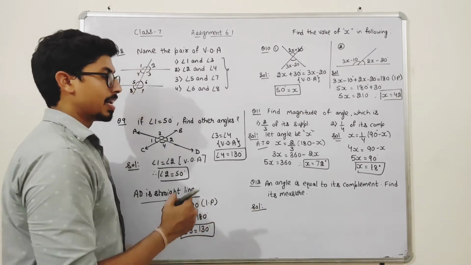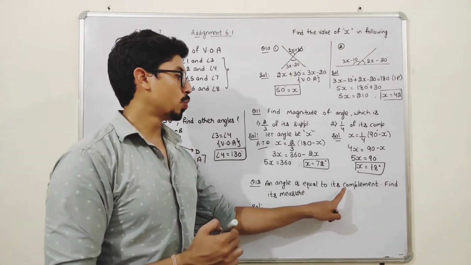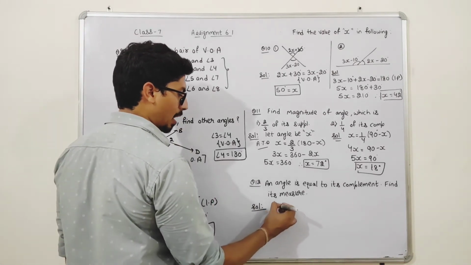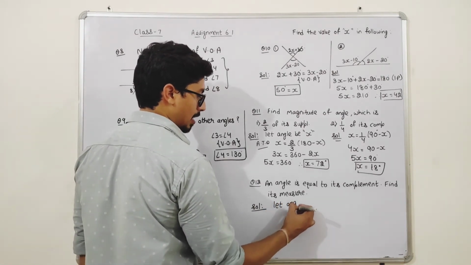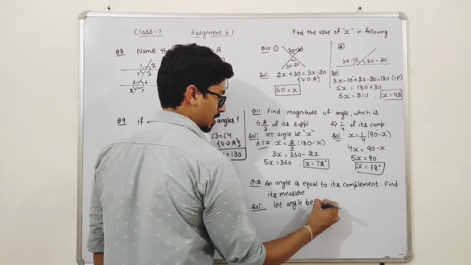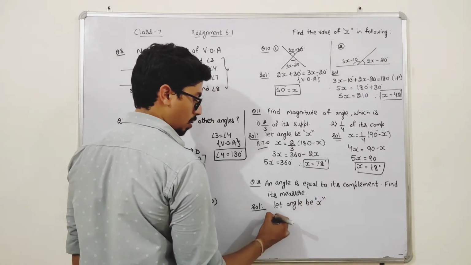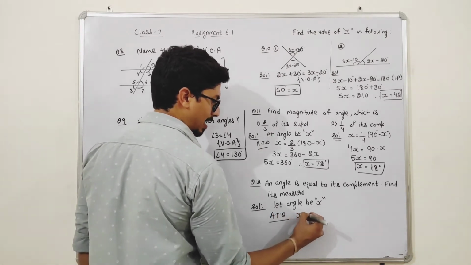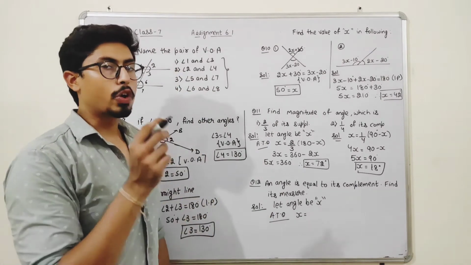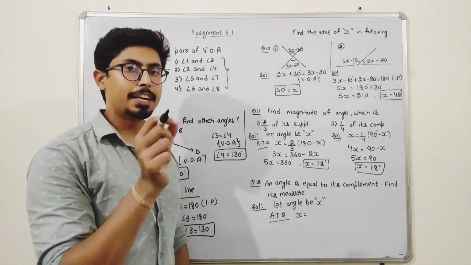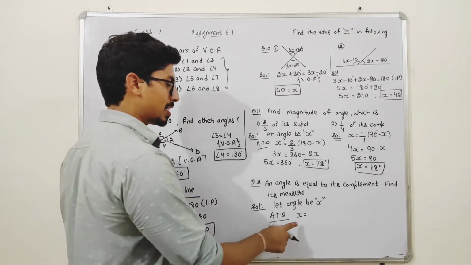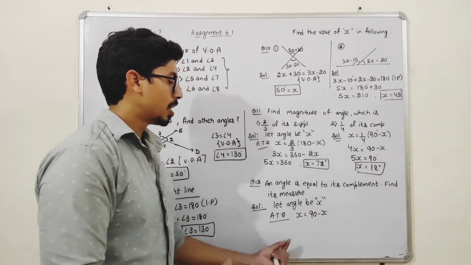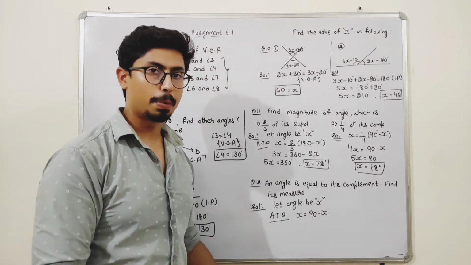Question number 12, students. An angle is equal to its complement. Let the angle be x. So according to the question, this particular angle x is equal to its complement. The complement of any angle means 90 degree minus that particular angle. So this angle is equal to 90 degree minus that particular angle, which is x. So this angle is equal to the complement of that particular angle.